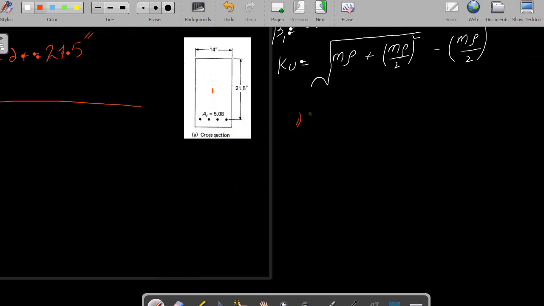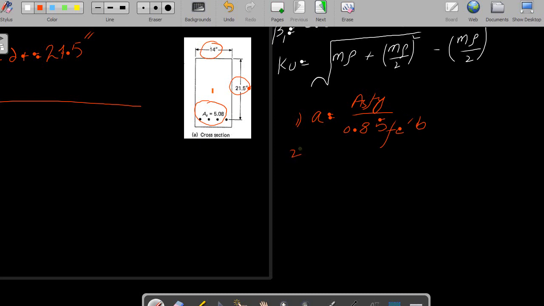The first step is that we will determine the a value, right? We need to find out the a value because we already know the area of steel, which is given to us right here. You can see this one, right? We know the width of the section, we know the depth of the section. So we can find a by using the equation a equals As Fy divided by 0.85 Fc prime into b. So by using this equation we will find out the value of a.